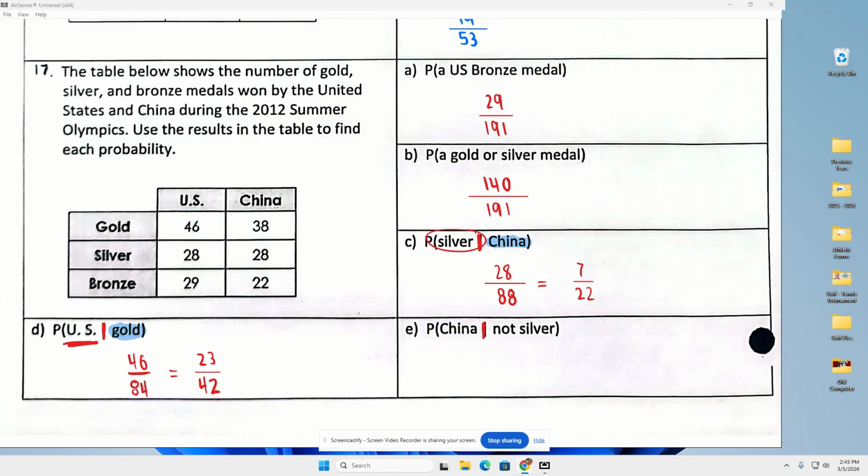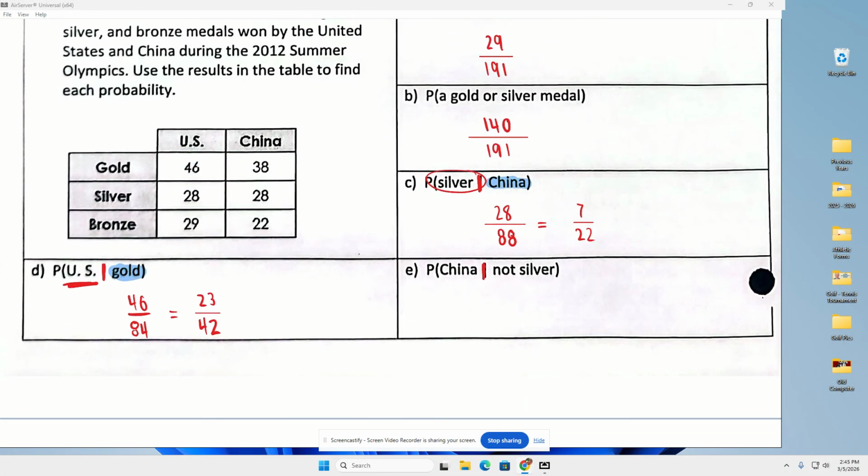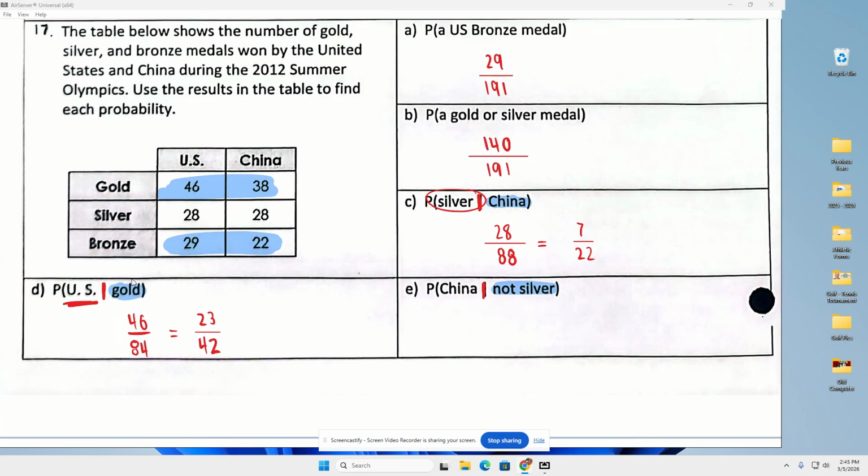And last one, China, given that it's not silver. Okay, now that's a little bit tricky. What is not silver? Well, isn't all the gold not silver? Isn't all the bronze not silver? So my bottom number is going to be 46 plus 38 plus 22 plus 29. That's 135. 135 is my bottom number.